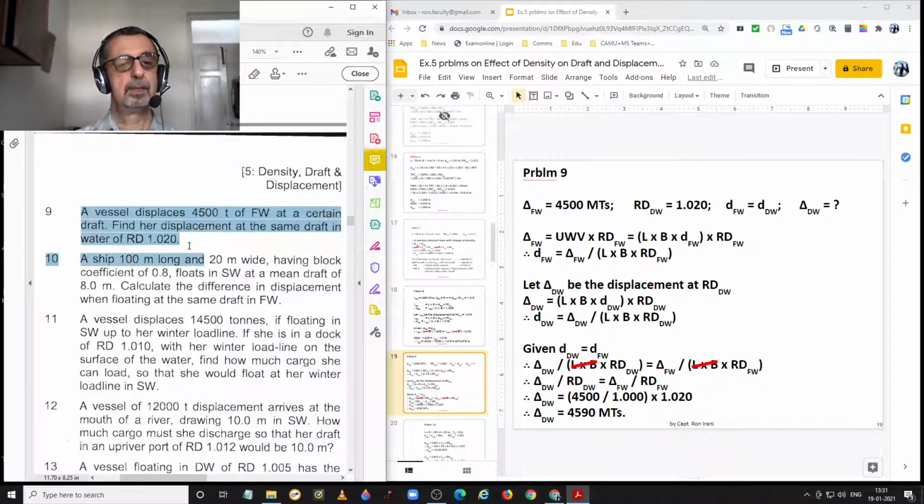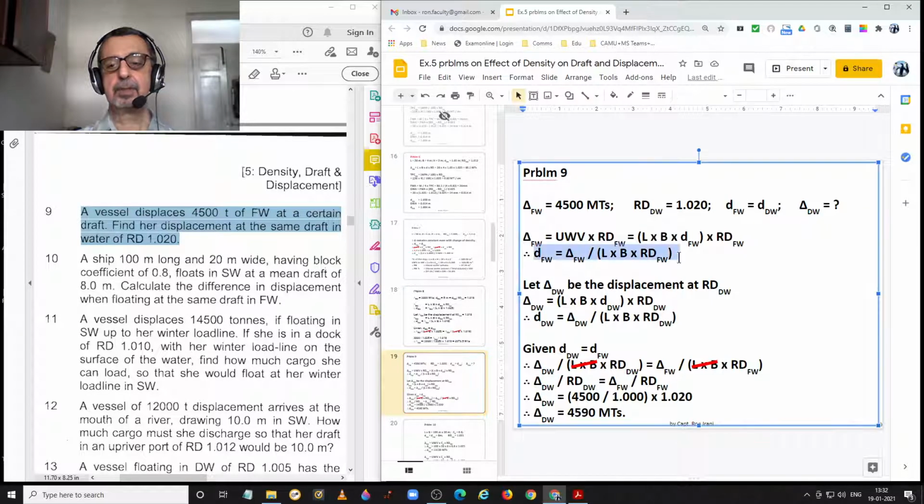A vessel displaces 4,500 metric tons of fresh water at a certain draft. Find her displacement at the same draft in water of relative density 1.020. Once again, the drafts are equal. The draft in fresh water is equal to the draft in dock water. So we have draft in fresh water is equal to this, and the draft in dock water is equal to this. We equate the two drafts.